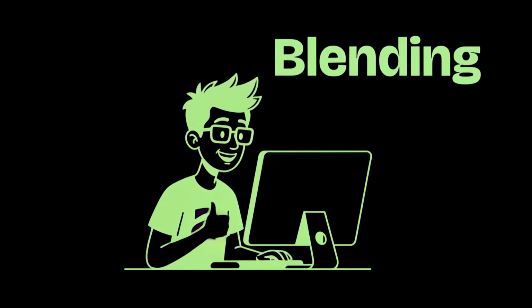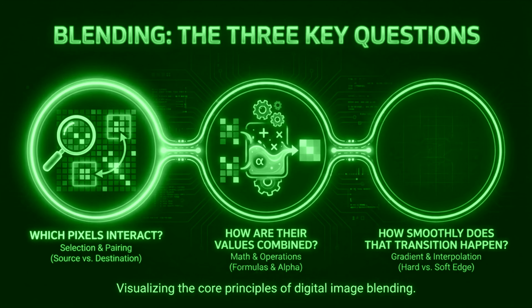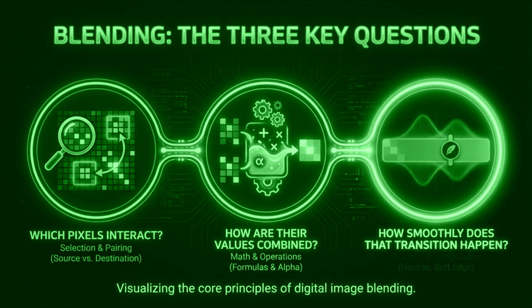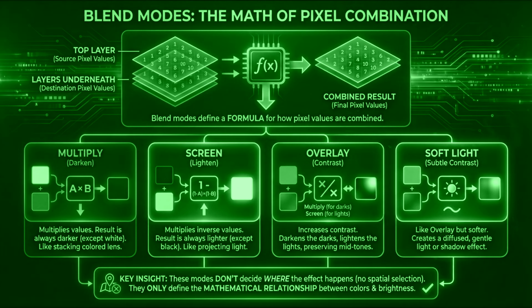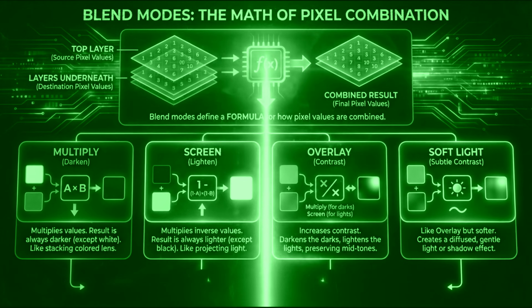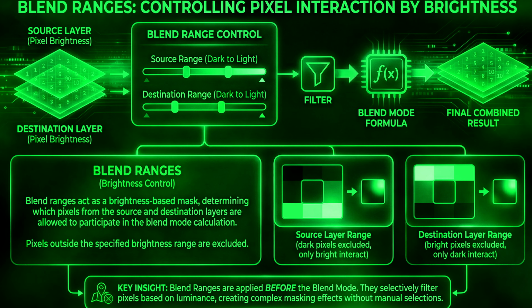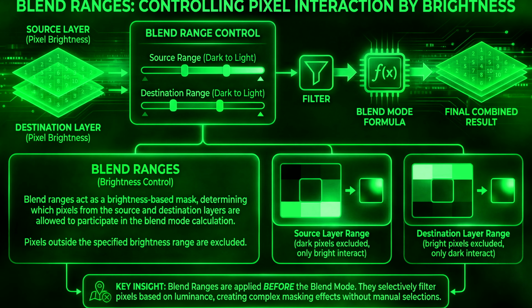So blending really answers three key questions. Which pixels interact? How are their values combined? And how smoothly does that transaction happen? Blend modes answer the second question. They define how pixel values are combined. That's where modes like multiply, screen, and overlay come into play. Blend ranges answer the first question. They let you control which pixels are actually allowed to interact based on brightness.